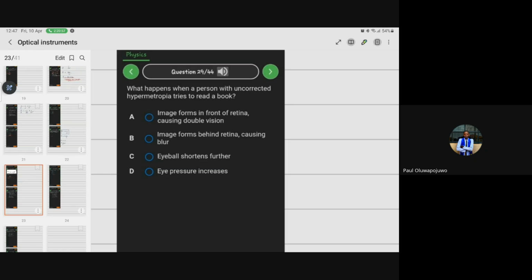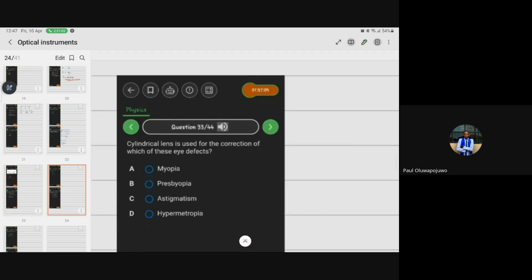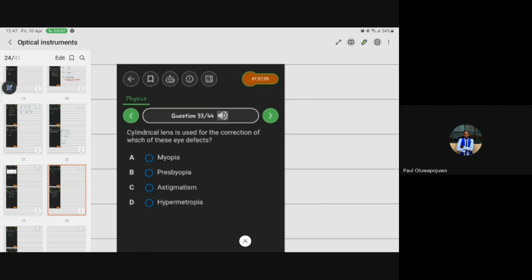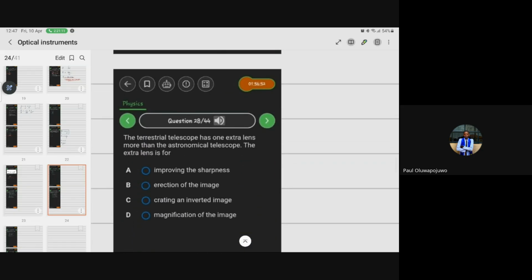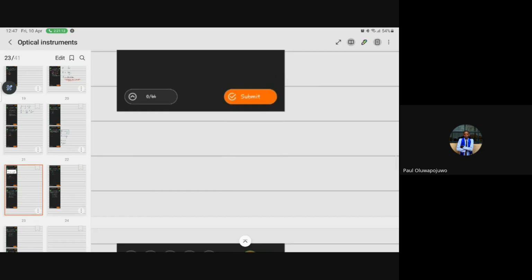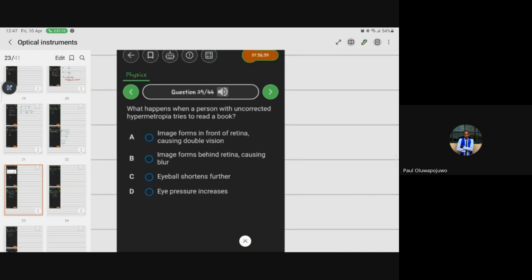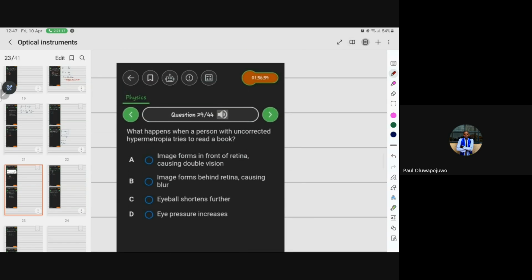What happens when a person with uncorrected hypermetropia tries to read a book? You guys know this already. The image forms behind the retina. All right. So you guys can handle that as quickly as possible. The cylindrical lens is used for the correction of what we've answered before, astigmatism, right? This one is formed behind the retina. All right. So we've answered this particular one.